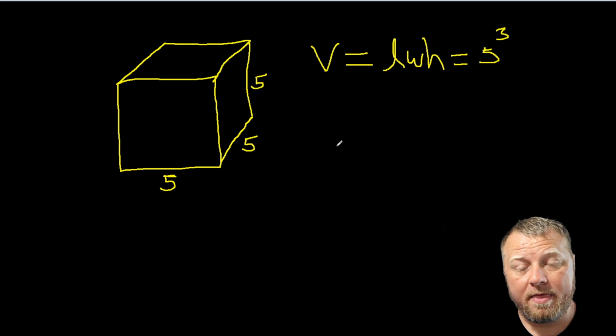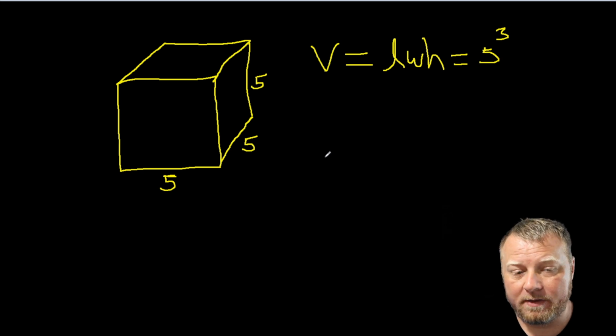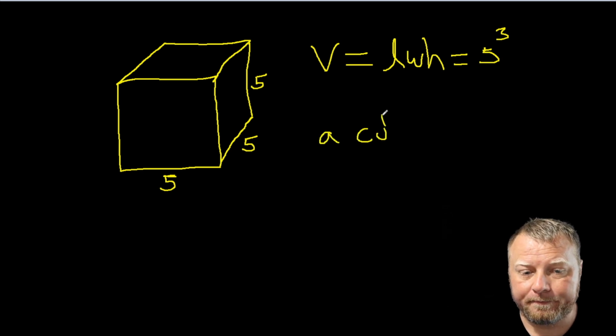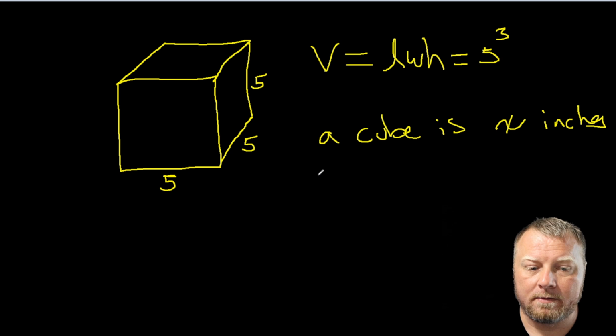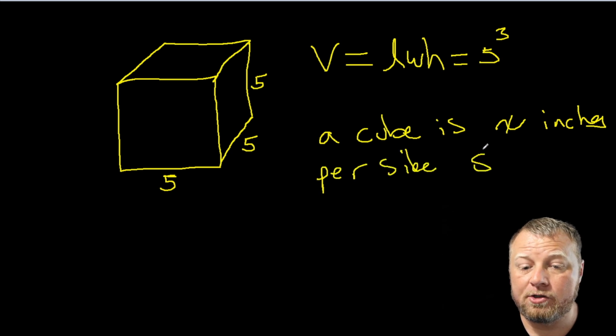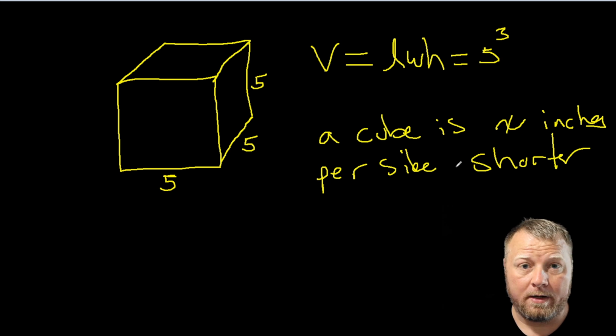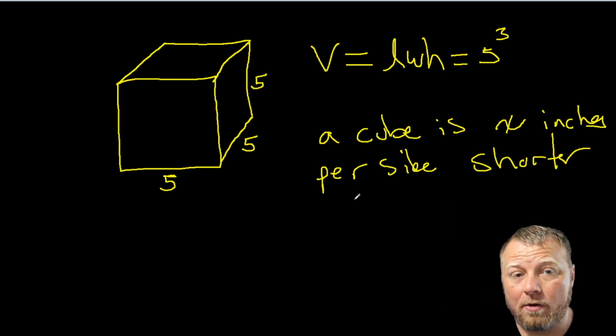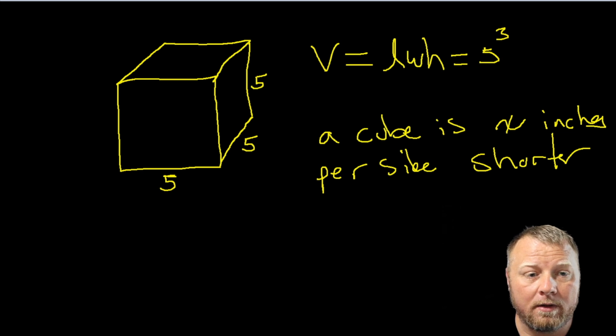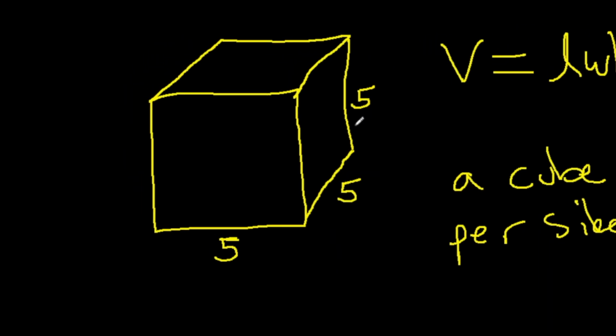Now, what if I was to tell you that there's a cube that's X inches shorter per side? How would you write that equation? So I'm telling you that a cube is X inches per side shorter than this cube here. Let's think about that. If it's X inches shorter, we can represent this cube, let me use a different color, as 5 minus X on each side. We don't know what X is. X might be 2 inches. So if X was 2 inches, it would be 3 inches per side, right? So 5 minus X on every side.